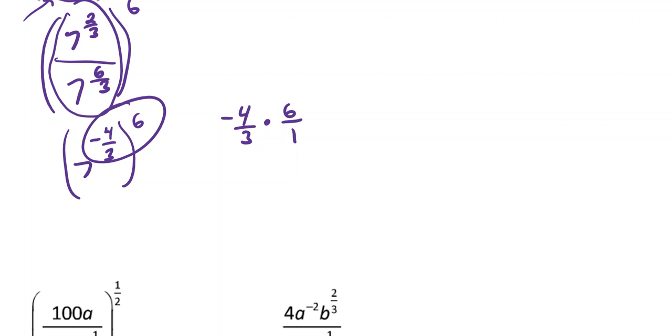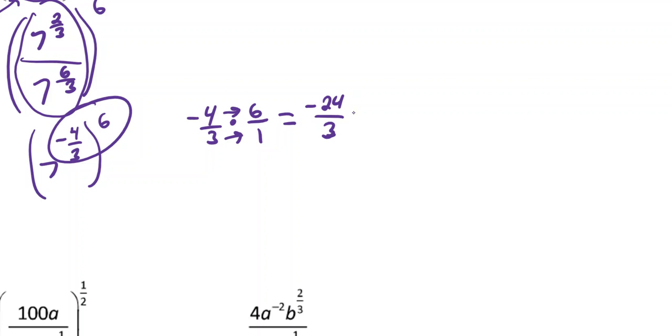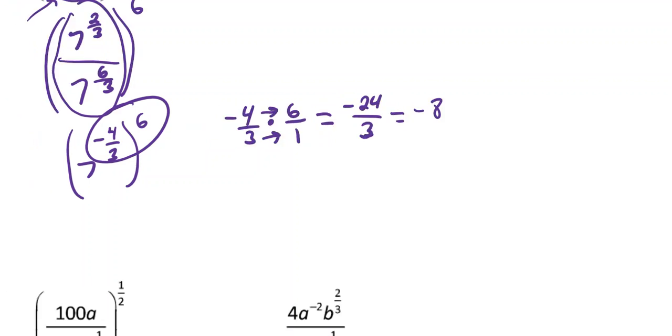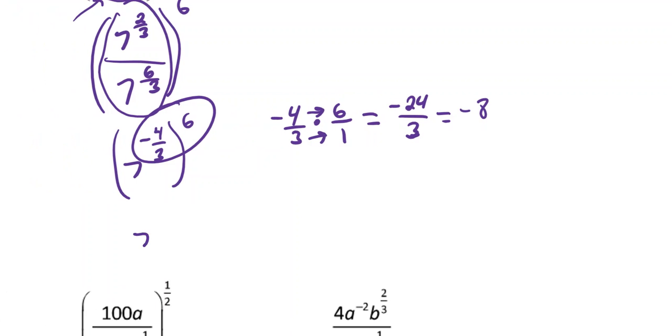You guys remember how to multiply fractions? That one's just straight across. So we're just going to go negative 4 times 6 is negative 24. 3 times 1 is 3. Okay, which is the same thing as negative 24 divided by 3. Negative 8. Okay, so that's all the same thing now as 7 to the power of negative 8.